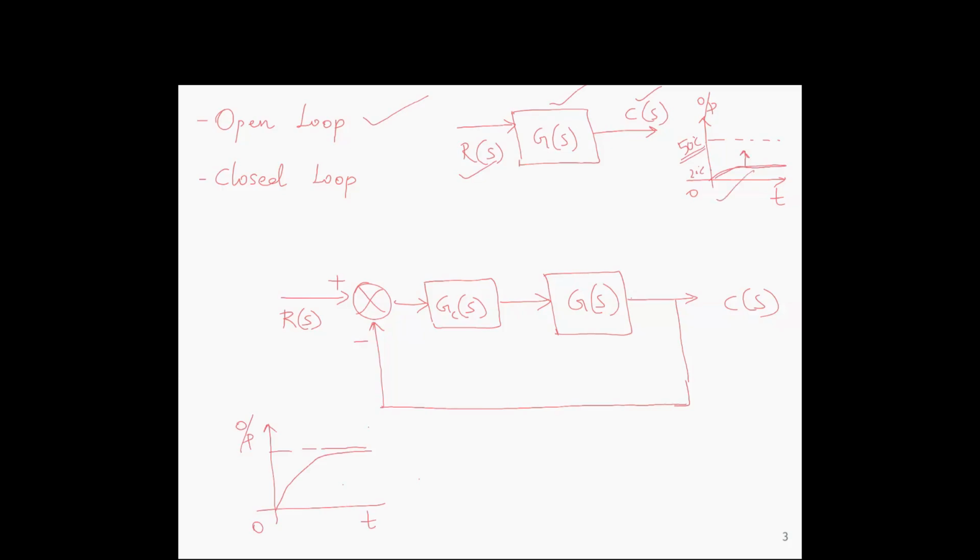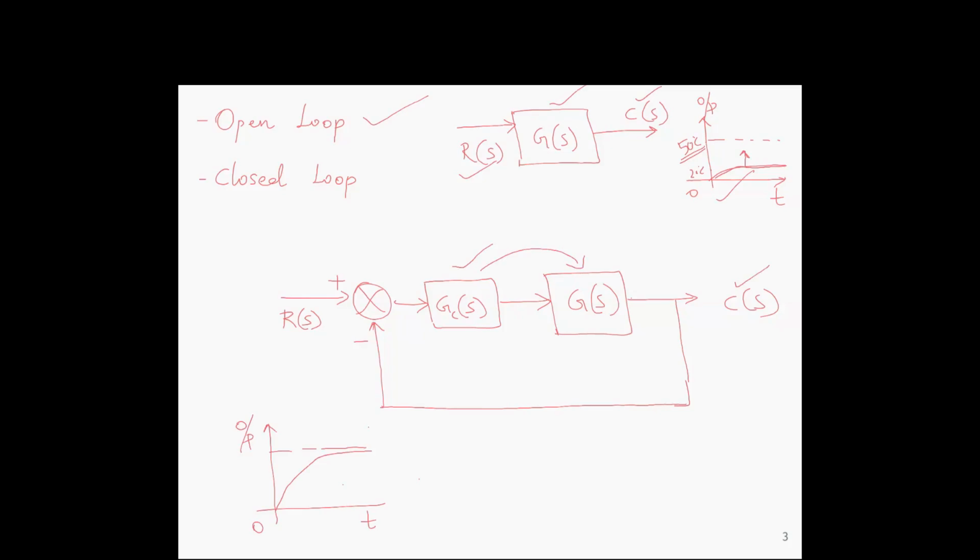But in automatic control, we use another controller in between this plant and the set point, so that this controller will affect this plant and will reach our desired temperature automatically.